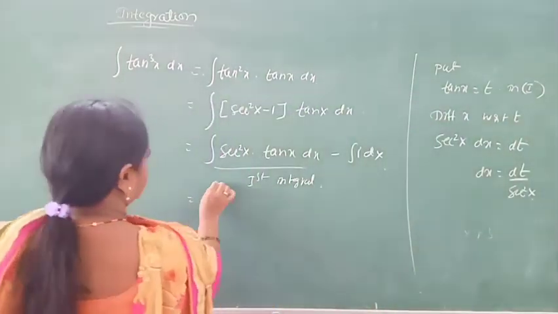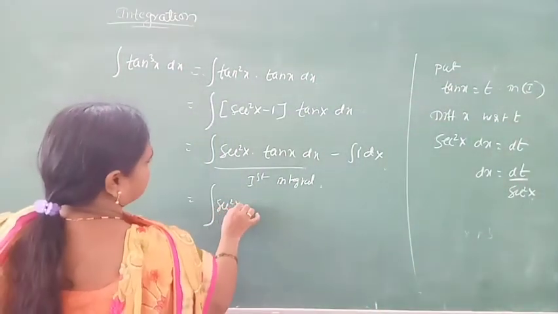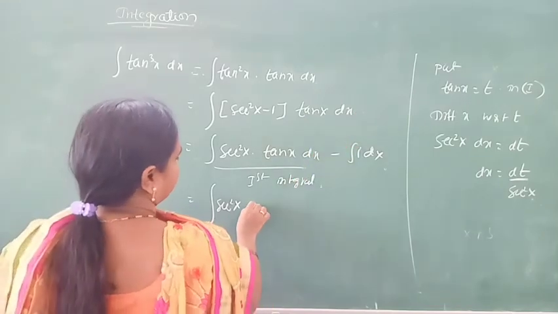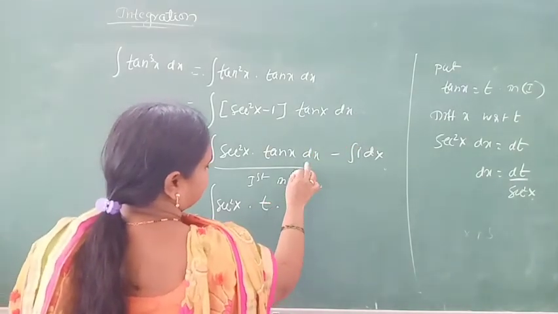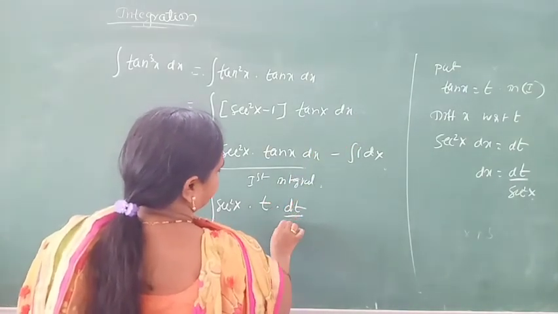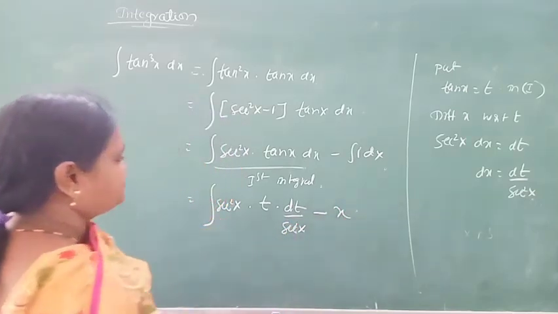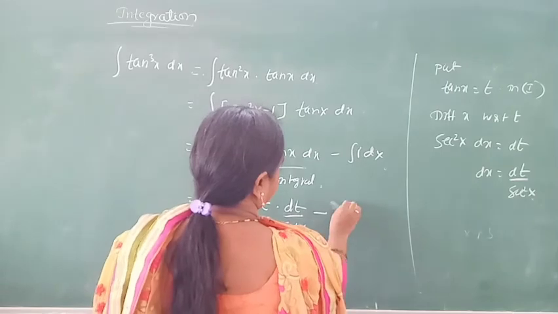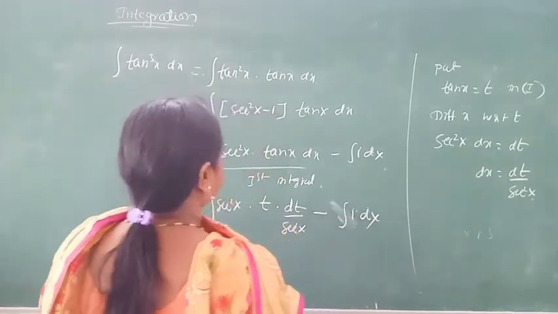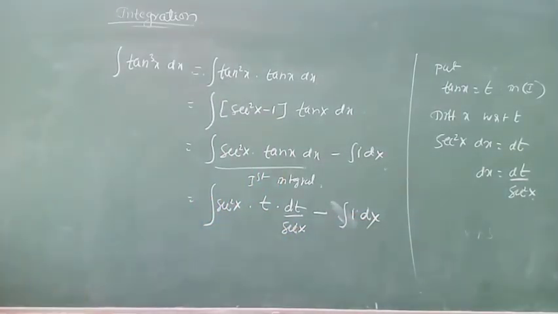Therefore, we can write this as secant square x, tan x we consider t, dx is dt by secant square x, minus integration of 1 is x. Or else you can write x directly as it is. Did you understand? Please listen here.